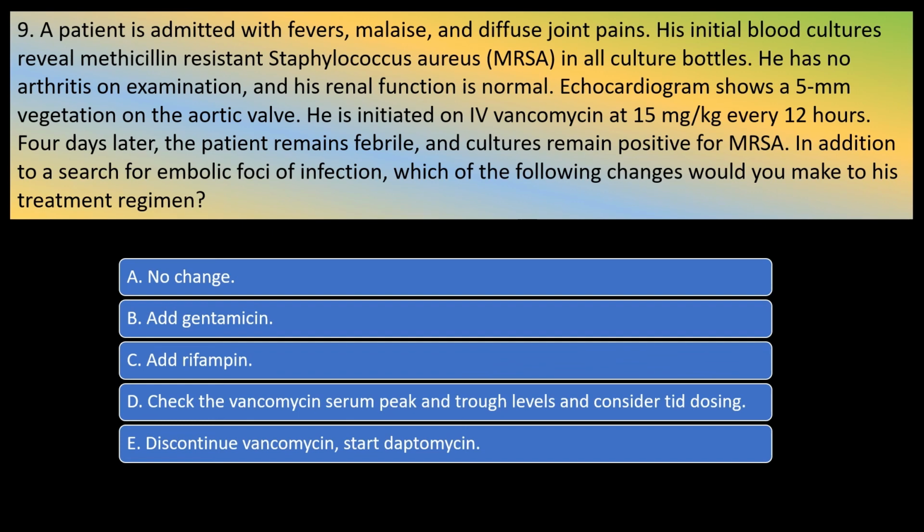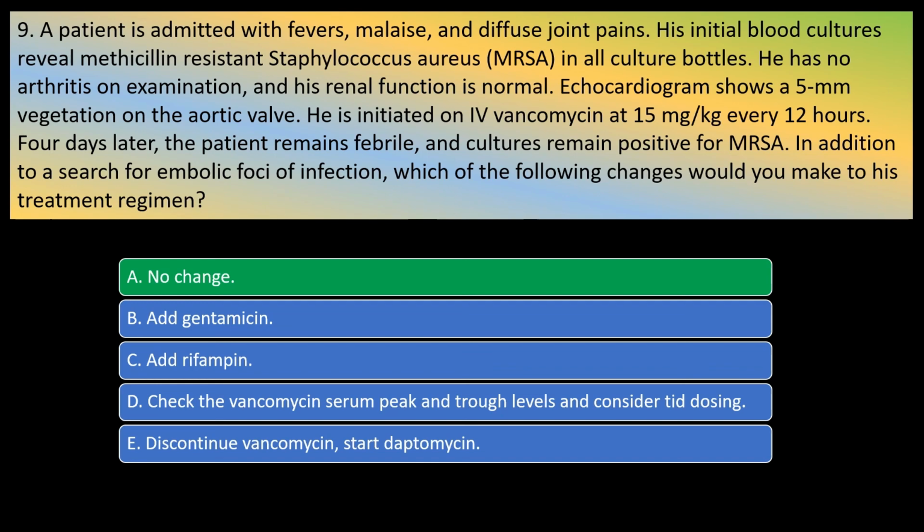B. Add gentamicin. C. Add rifampicin. D. Check the vancomycin serum peak and trough levels and consider TID dosing. Or E. Discontinue vancomycin and start daptomycin. So in this patient there is MRSA bacteremia, and echocardiography shows a vegetation on the aortic valve. This is the source of infection, and MRSA is the culprit. IV vancomycin has already been started in adequate dosing, but after 4 days the patient is still not responding. So the question is whether to change or add something. Here you have to be careful, because it is too early to judge the treatment adequacy.